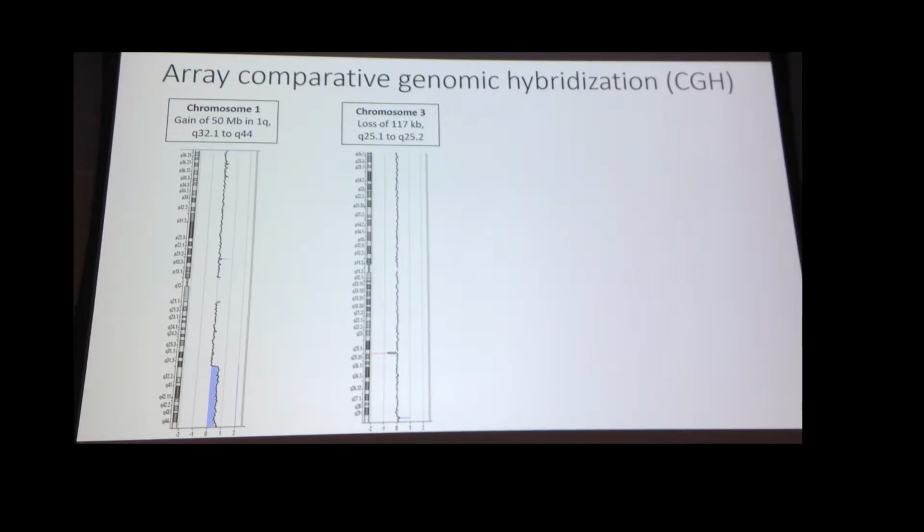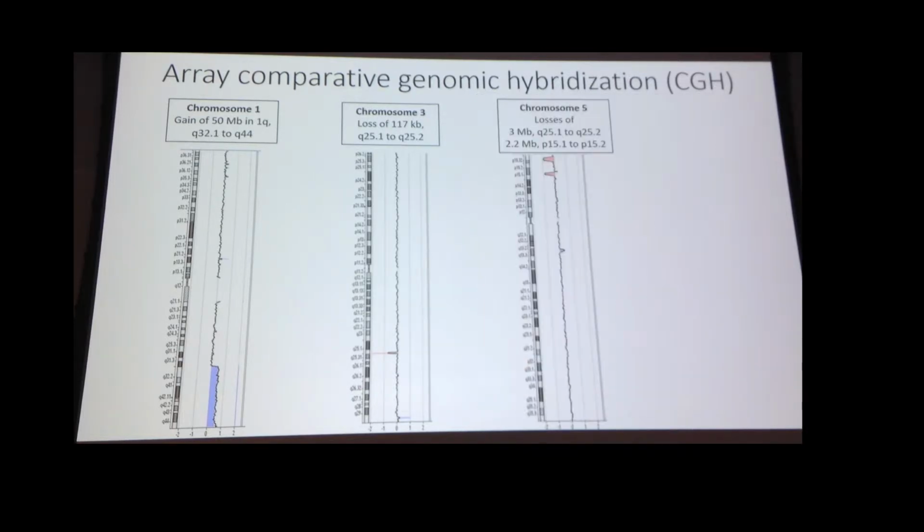In this case, there's a deflection of the patient's wiggly line here to the left, indicating that there's a loss of material of about 117 kilobytes in the long arm of chromosome 3. And again, that wasn't visible by G-banding. Oops, I'm sorry, let me show you. I want to just go on to chromosome 5.